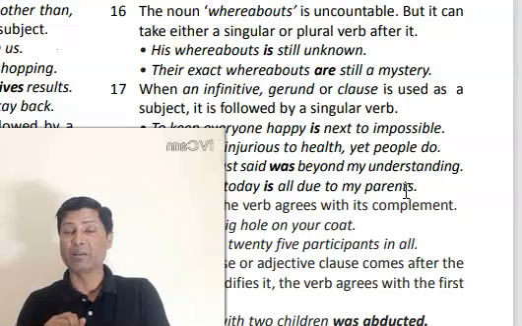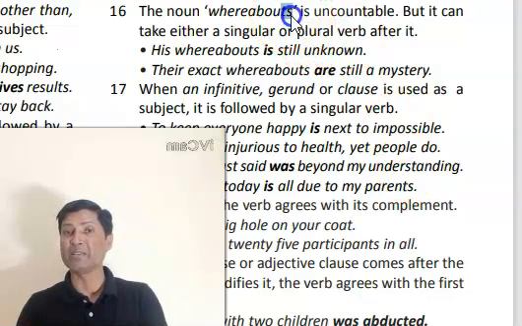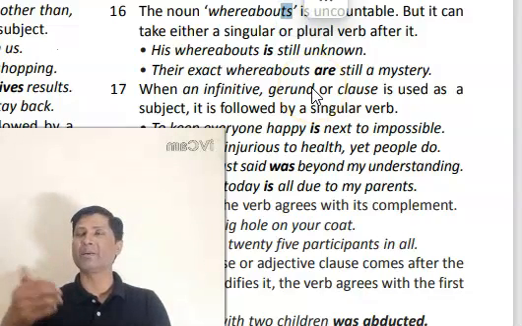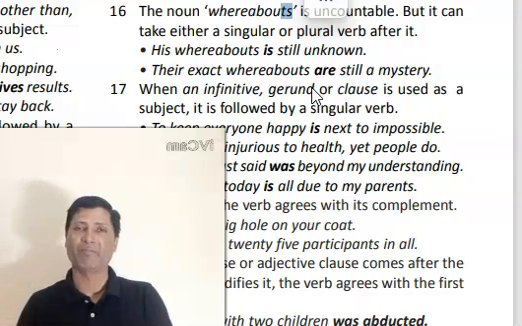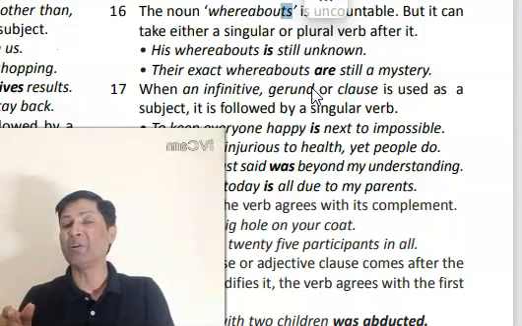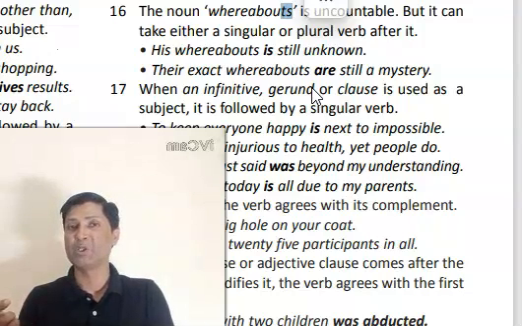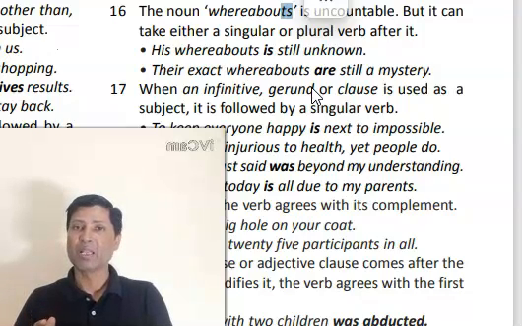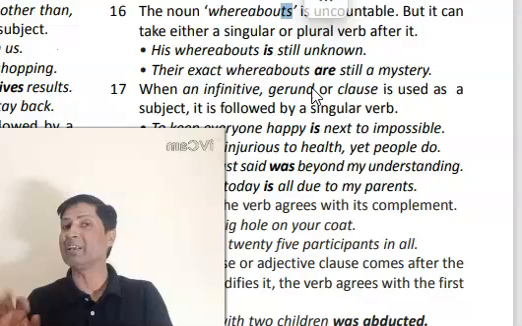Rule number 16, interesting. The noun whereabouts is uncountable. It is ending with S. You can see here, whereabouts is ending with S, and it is uncountable. Whereabouts means address, where somebody happens to be. So this noun is uncountable, but interestingly, it can be followed either by a singular or by a plural verb. So his whereabouts is still unknown, and their exact whereabouts are still a mystery.